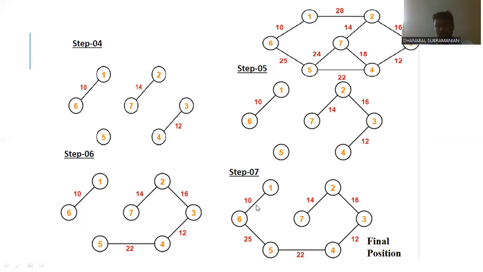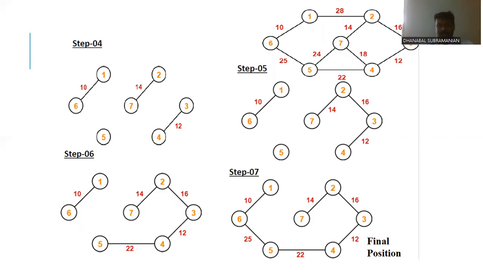It's used for 1 to 6, 6 to 5, 5 to 4, 4 to 3, 3 to 2, and the final one is 7. Okay, so calculate the final edge cost value: 10 plus 25, 22 plus 12 plus 16 plus 4. Okay, this is the Kruskal algorithm used in the minimum spanning tree.